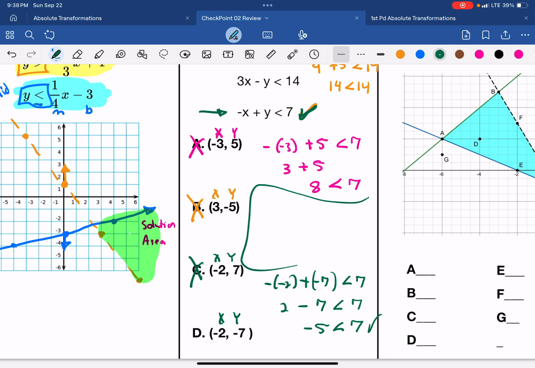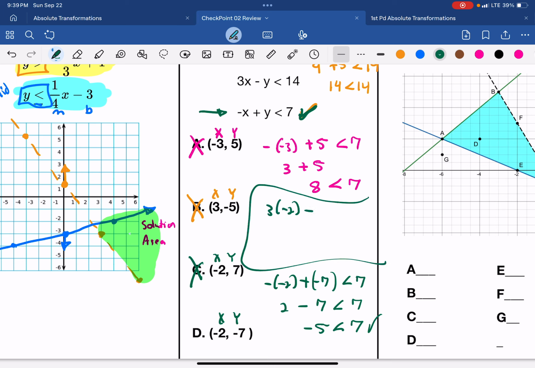Just plug it into the top one. I'll put it here. I'm going to replace the x with a -2. The y with a -7. Less than 14. 3 times -2 is -6. Negative is a +7. -6 plus 7 is 1. Less than 14. Yes.